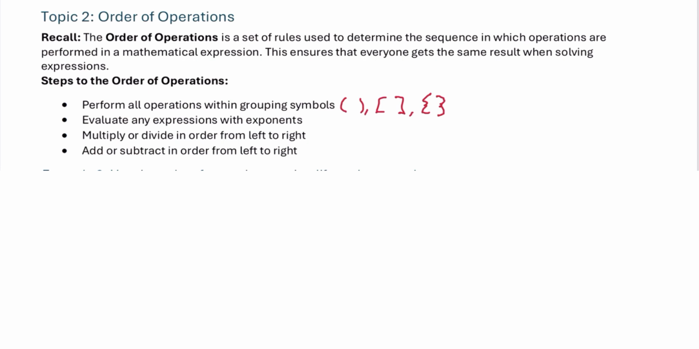If you have multiple grouping symbols, you always want to start with the innermost grouping symbols first, and then move out. Step 2 is we evaluate expressions with exponents, then we multiply or divide, left to right, the order does matter there, and then adding, subtracting, again, left to right.